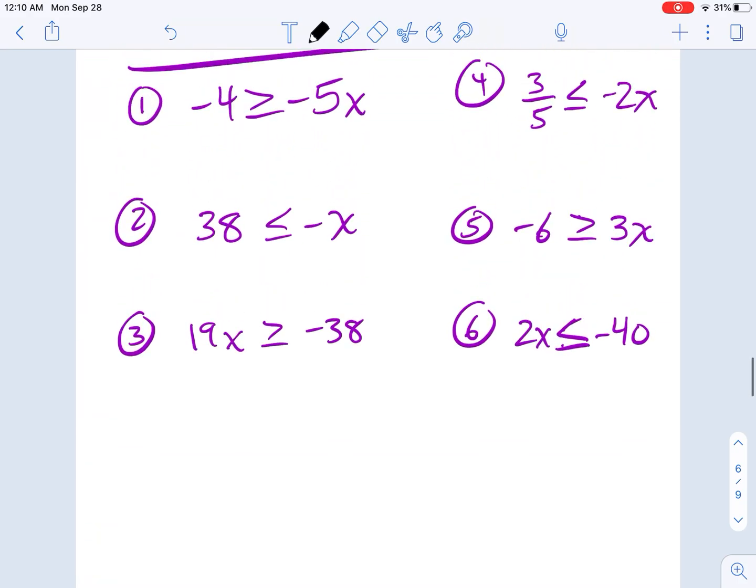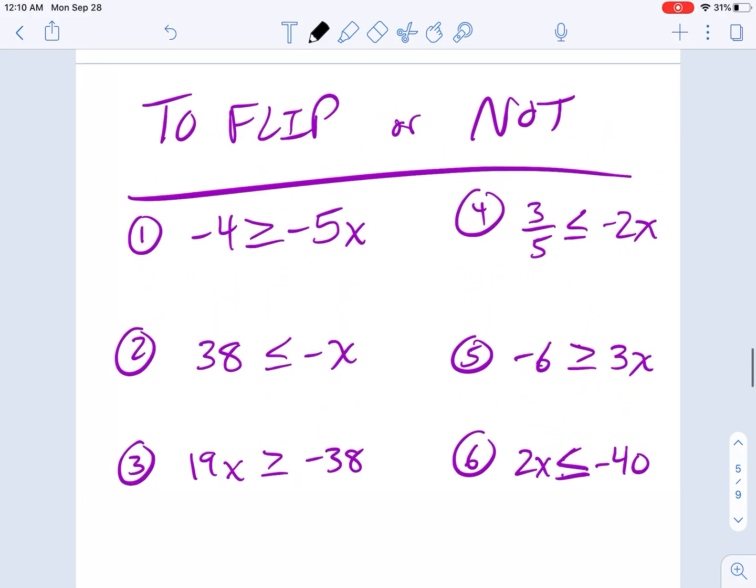Let's just do some quick review. To flip or not to flip, which of these require you to flip the sign? In other words, which of these require you to multiply or divide by a negative?